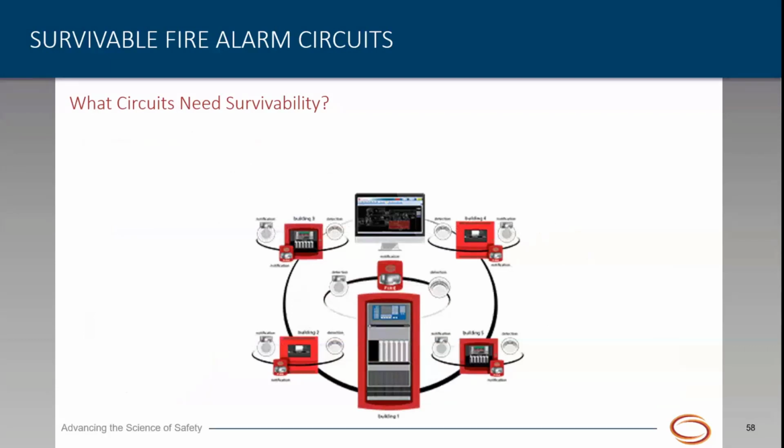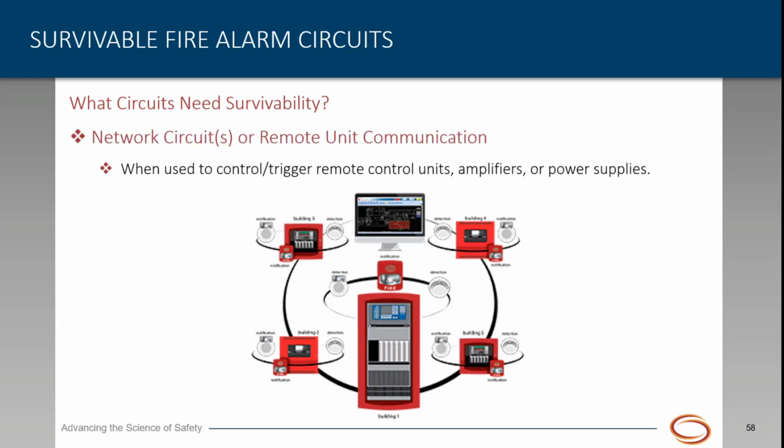Network circuits, which is usually RS-485 or remote unit communication, which might be RS-232, like for remote amplifiers, transponders, other subordinate panels. We usually require survivability because these circuits trigger notification in remote areas. And again, we have to remember that key word is dependent. What happens when the connection between those two things is interrupted? And if we cannot still trigger that emergency message, then that needs to be survivable.